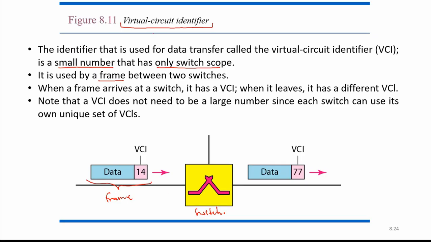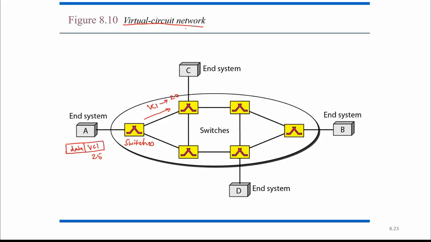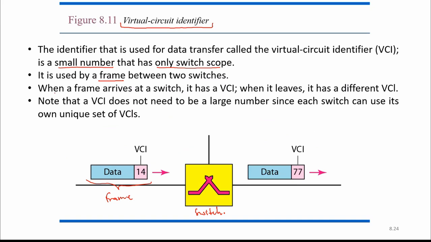So that's why this virtual circuit network will be working at the data link layer. When a frame arrives at a switch, it has a VCI. When it leaves, it has a different VCI. This is the basic idea of the VCI. Note that a VCI does not need to be a large number, since each switch can use its own unique set of VCIs. So VCIs are basically just to identify the packet between two switches.